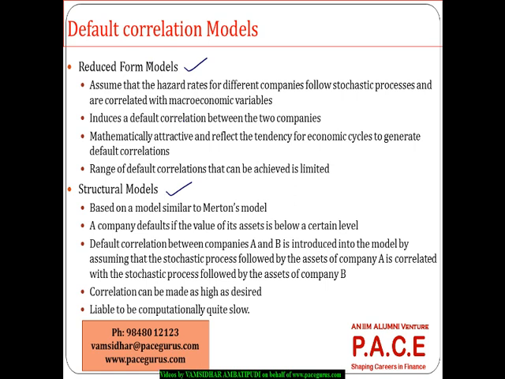One, we call them reduced form models, which assume that the hazard rates follow a stochastic process and are very heavily related to macroeconomic variables. So this forms the basis for the default correlation between the two companies. It's a very mathematically attractive model, and probably a very clear reflection of economic cycles, which play an important role in default correlation. But the only limitation with these kinds of models is that the range in which the default correlation can be achieved is very much limited.